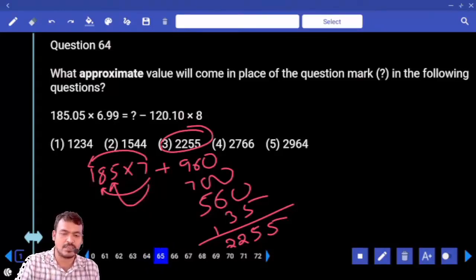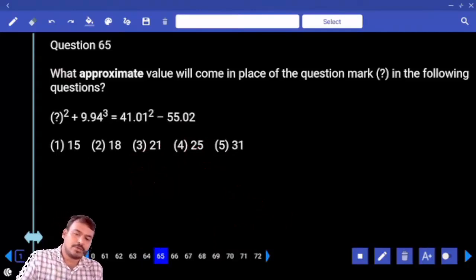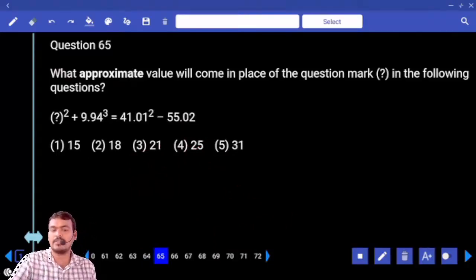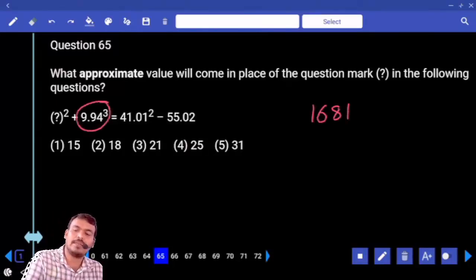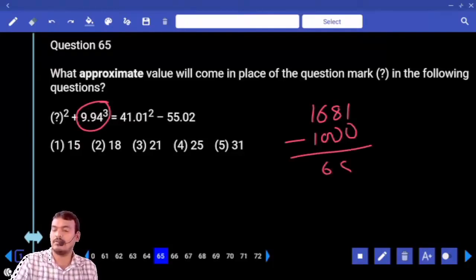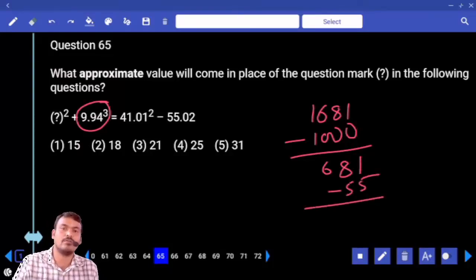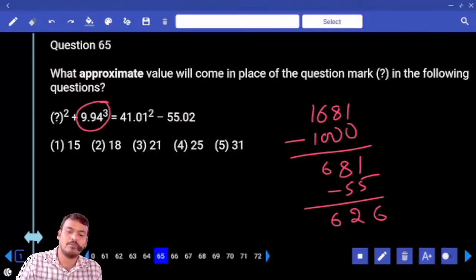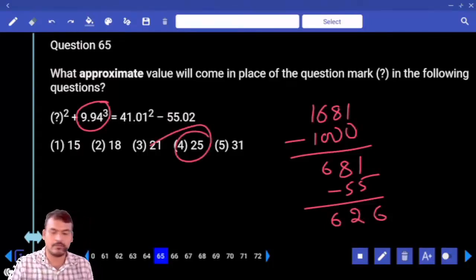Next question number 65. First priority, the right hand side, 41 square. What is 41 square? 1681. Okay. What is the left hand side? 10 cube, or not? 10 cube means 1000. 1000 are we subtracting or adding? Subtracting. What is the remaining value? 681. In this one, how much value are we subtracting? 55. What is the remaining value? 600, 626. It is nearby square of 25. Okay. Thank you.